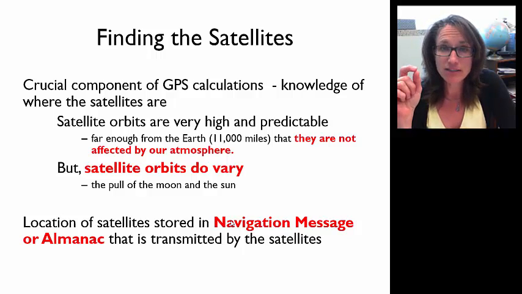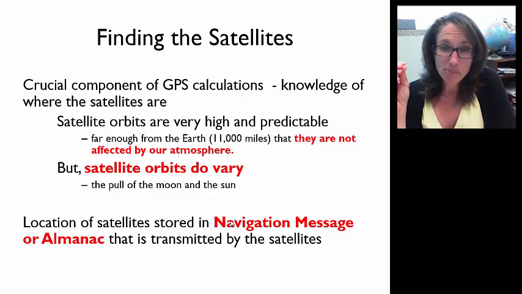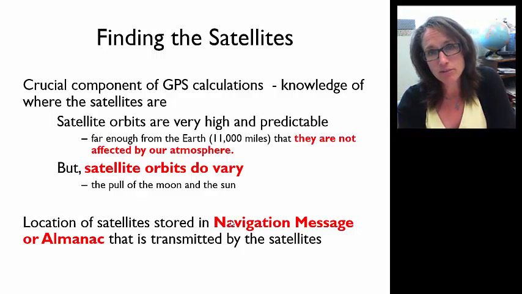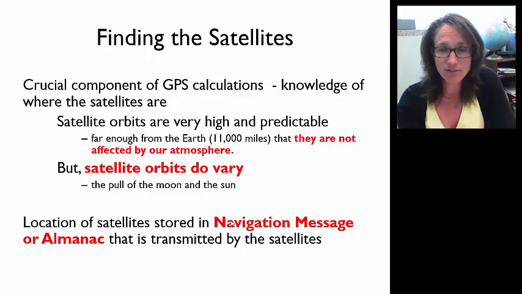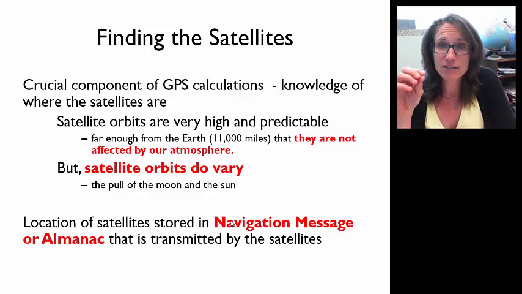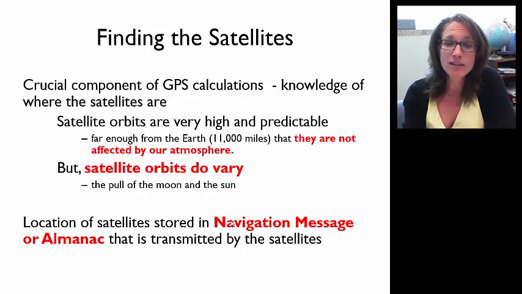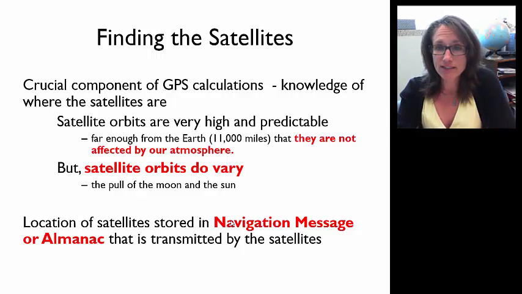That information is included in the navigation message. That extra data that's modulated on the carrier wave includes information about where the satellites are. The bummer is that the satellite orbits aren't perfect, and they do vary a little bit. You have the gravitational pull of the moon and sun and other celestial bodies that can affect the orbit. The monitoring stations are tracking those satellites to make sure their orbits aren't varying too much, and if they need to be adjusted, the master control station can send a message to the satellite to adjust its orbit. But in order to know exactly where the satellites are, we need that navigation message, that extra bit of data.